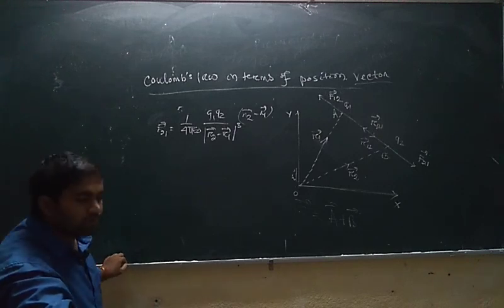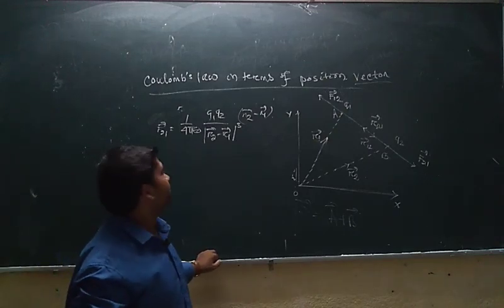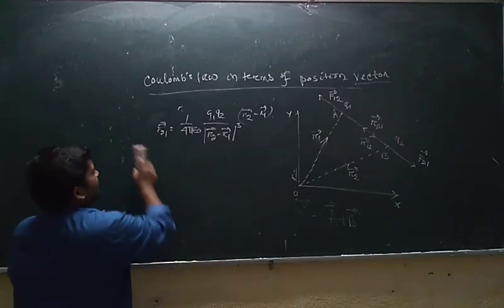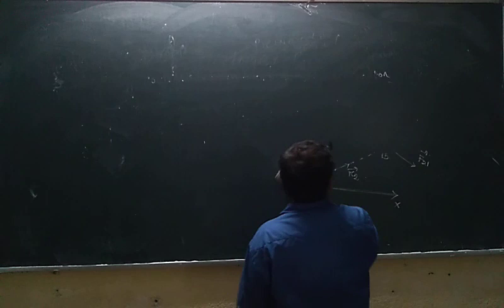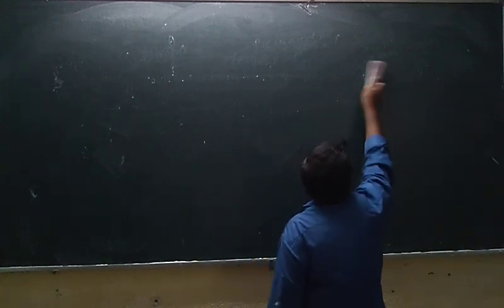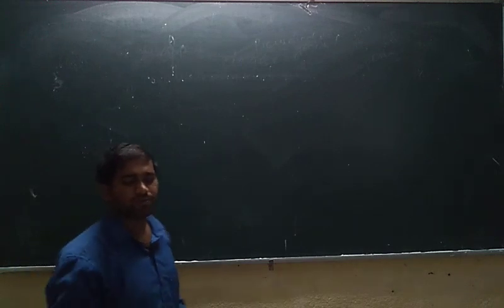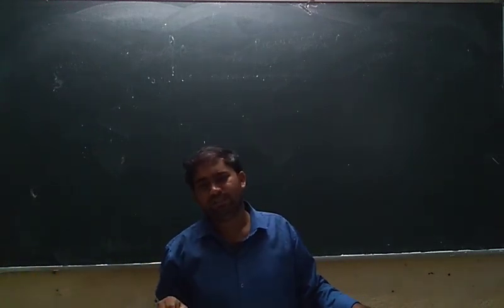Okay, so you have to calculate and check, and send the picture of the F21 vector in the group. So that will be Coulomb's law in terms of position vector. So I think you will be able to get the point of position vector form of Coulomb's law. Okay, now the question is on the unit of charges.